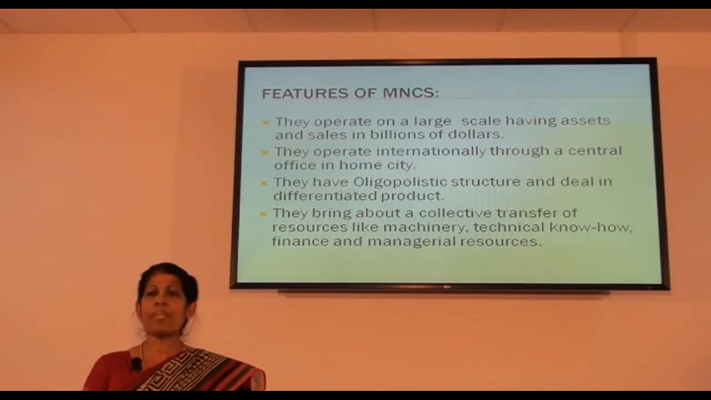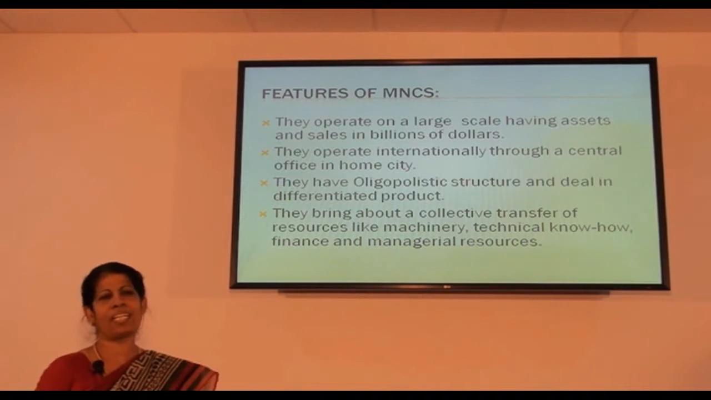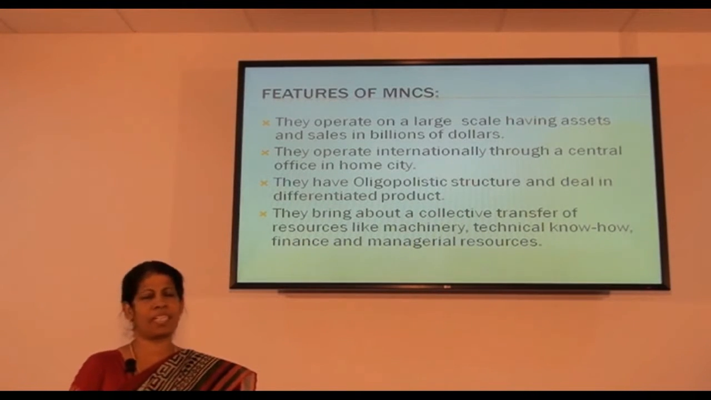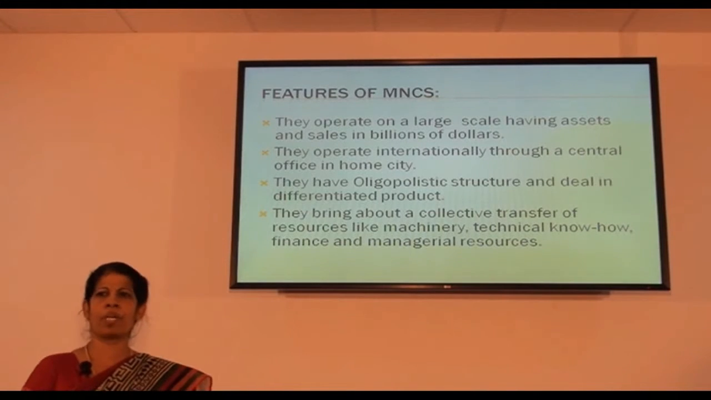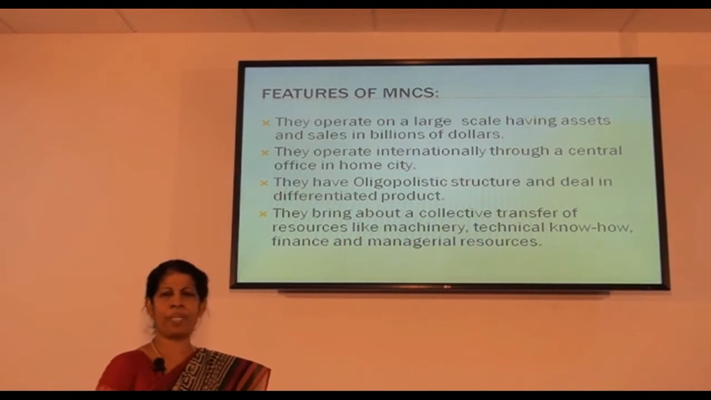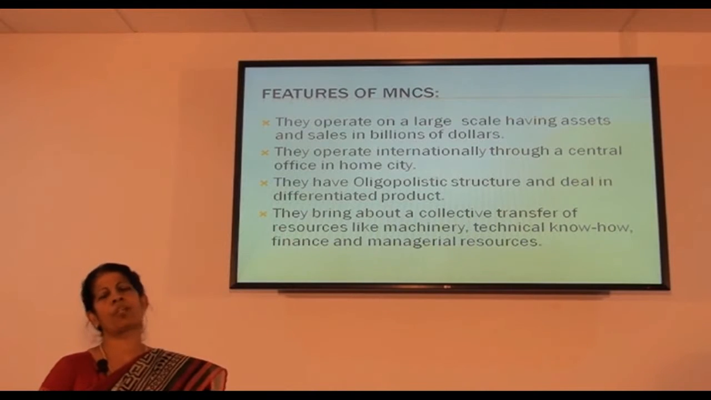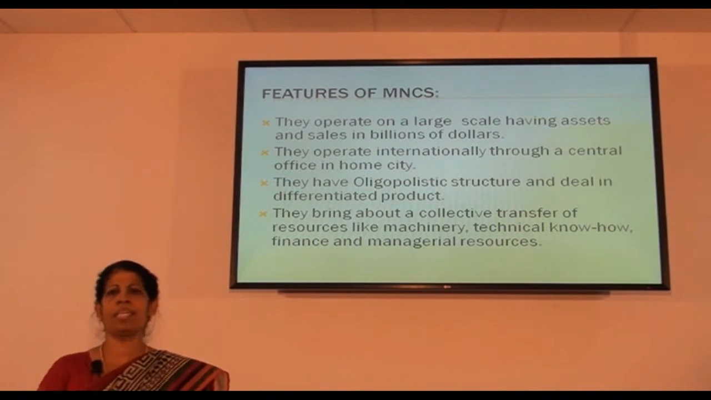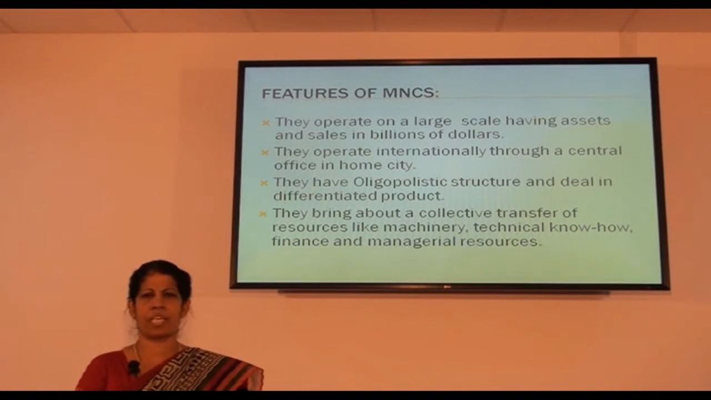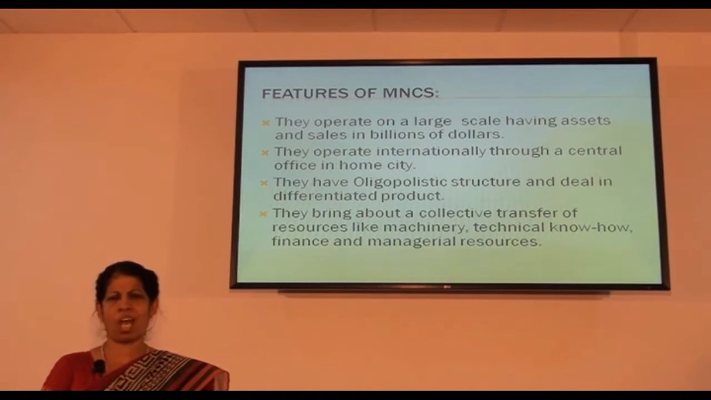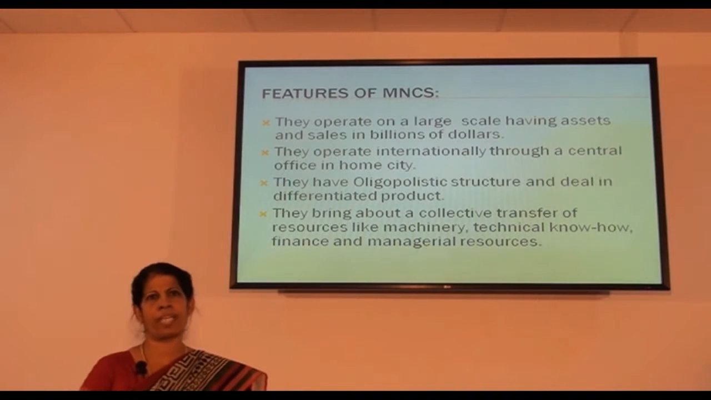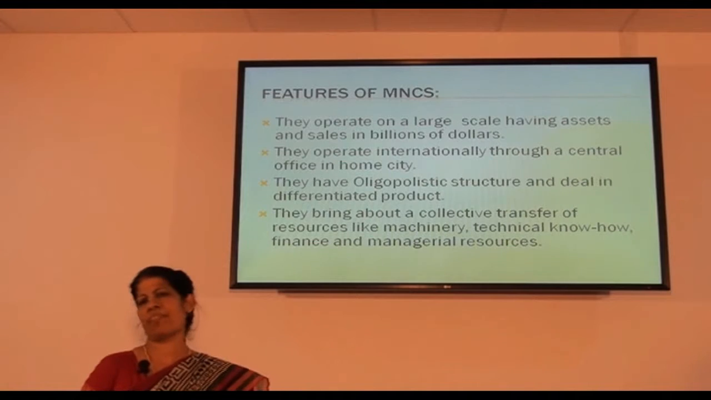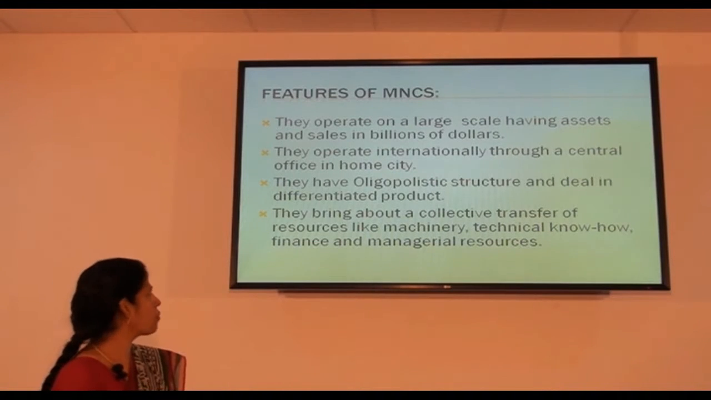Then they have an oligopolistic structure, because you would have studied that under the types of market conditions. You would have studied perfect competition, monopoly, monopolistic competition, oligopoly, etc. Now this particular group comes under the oligopolistic structure because they produce differentiated products. They don't stick to a particular type of product. They produce many products which can be easily differentiated from one another.